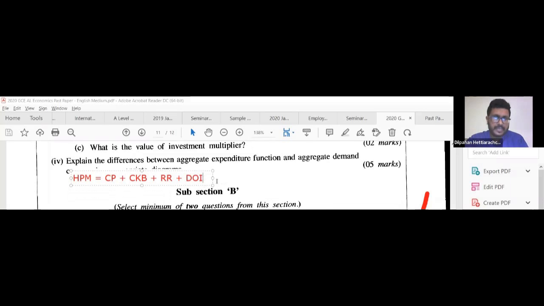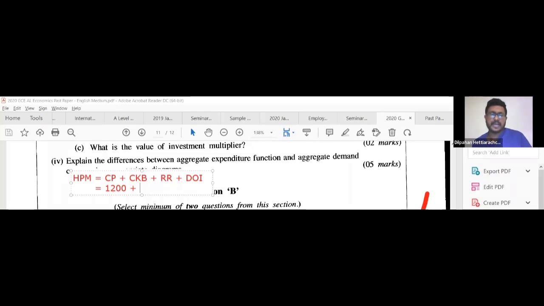Okay. So here in this calculation, CP, how much? We write it down. 6,400 minus 5,200. Answer is 1,200. Plus CKB. So did they mention CKB? Yes. What is CKB? Cash in hand with commercial banks. What is this? That is equal to excess reserves.